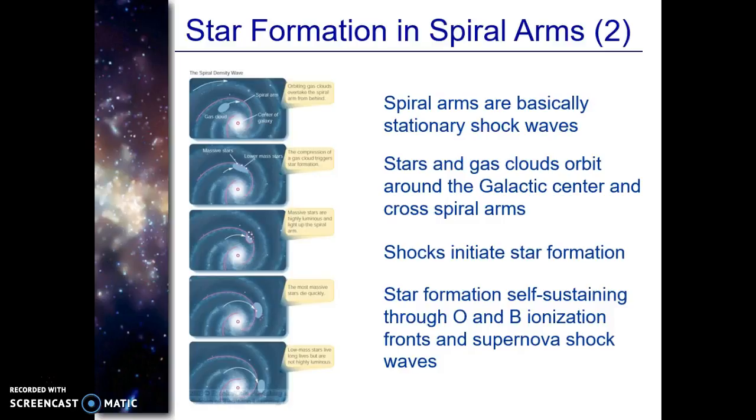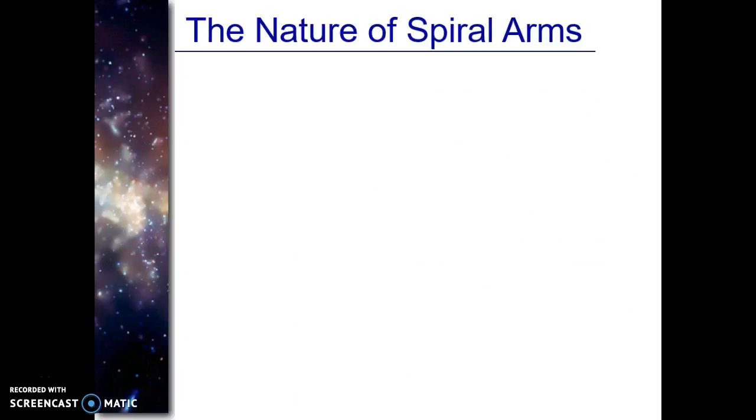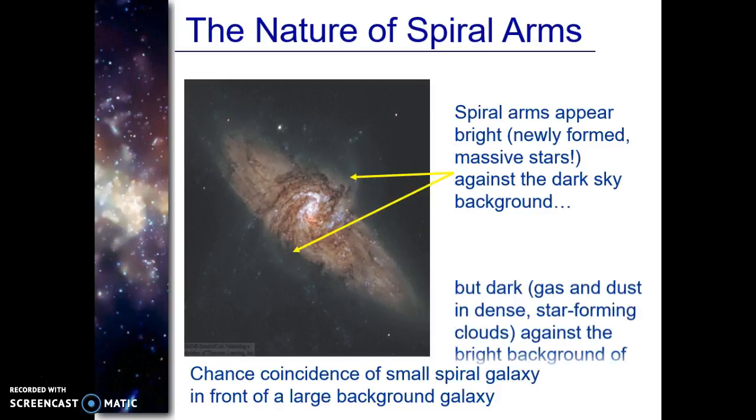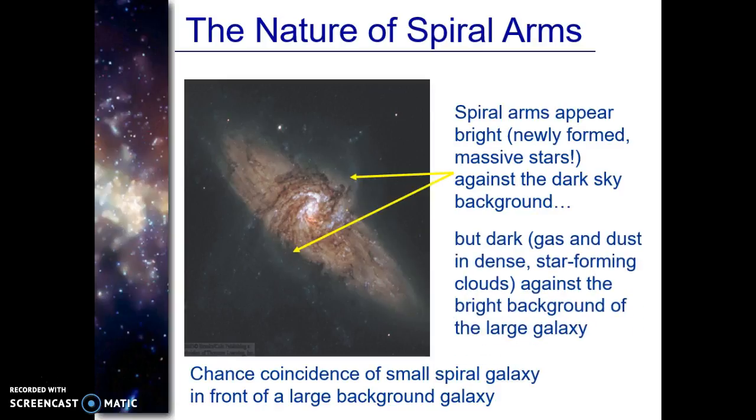So this is self-sustaining star formation, which acts to modify the arms with branches and spurs. The birth of a massive star triggers the formation of more stars by compressing the neighboring gas clouds. All right, so what is the nature of these spiral arms? Well, these spiral arms appear bright when you have newly formed massive stars against the dark sky. They're dark against the bright background of a large galaxy. So it depends on what the background is.